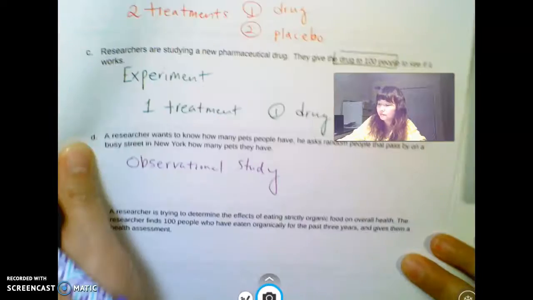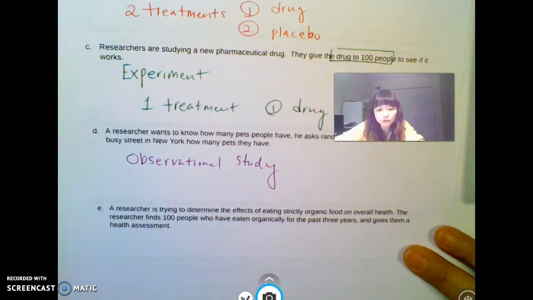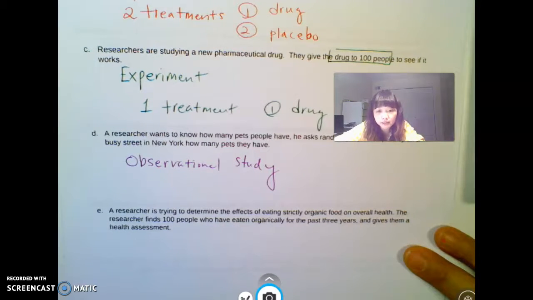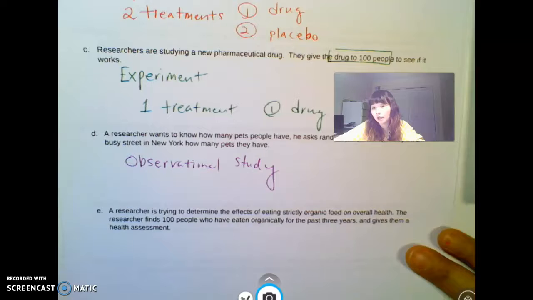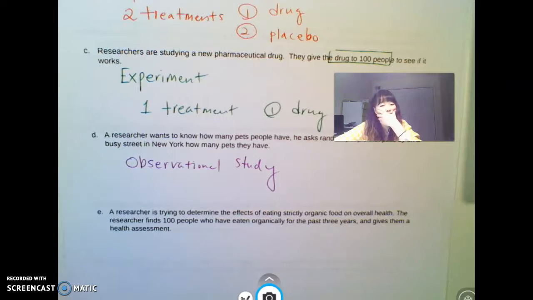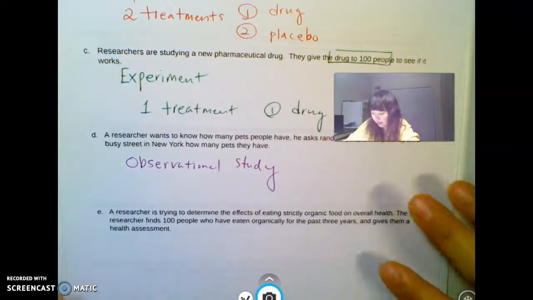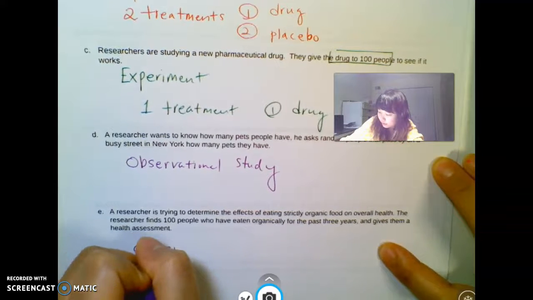So done. E. A researcher is trying to determine the effect of eating strictly organic food on overall health. The researcher finds 100 people who have eaten organically for the past 3 years and gives them a health assessment. Huh, that could be a little bit tricky. Did the researcher give them something, treat them differently? Or did he just happen to find them and then give them a test and observe what happened on the test? Yeah, I would say that's exactly what happened.